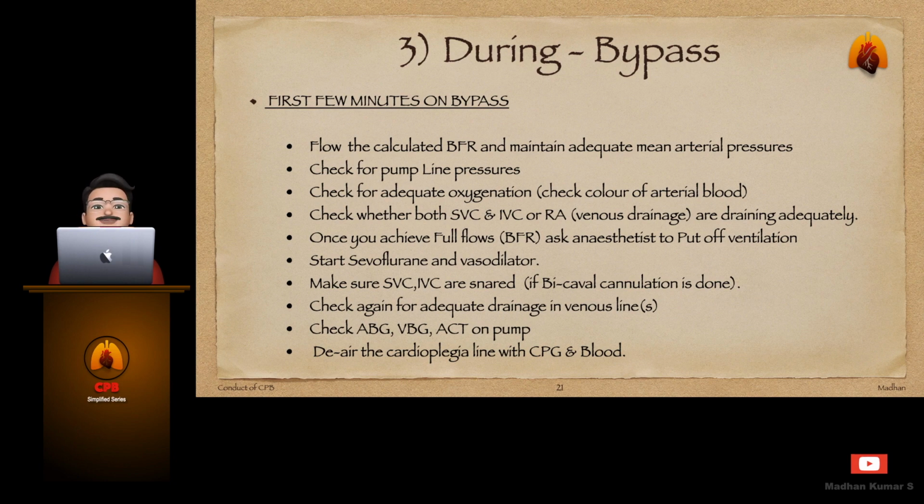Once you achieve full flows, ask the anesthetist to put off the ventilation. Start isoflurane or sevoflurane and vasodilators as per your institutional protocol. Make sure SVC and IVC are snared if bicaval cannulation is done. After snaring, again check for adequate drainage individually in both SVC and IVC. Check ABG, VBG and ACT on pump after 5 minutes. Prime the cardioplegia line with cardioplegia and or blood.